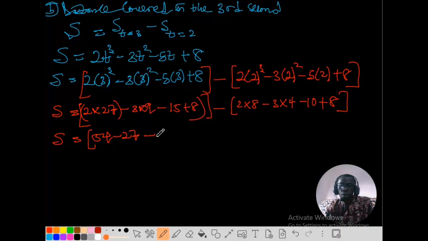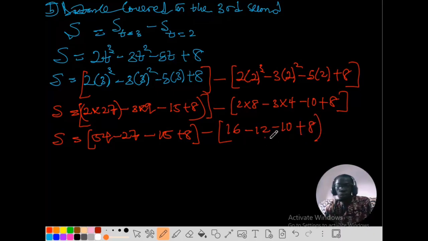27 minus 15 plus 8, then minus 2 times 8 here will be 16, minus 12 minus 10 plus 8. So we'll simplify what we have here. If you simplify that, 54 minus 27 minus 15 plus 8.